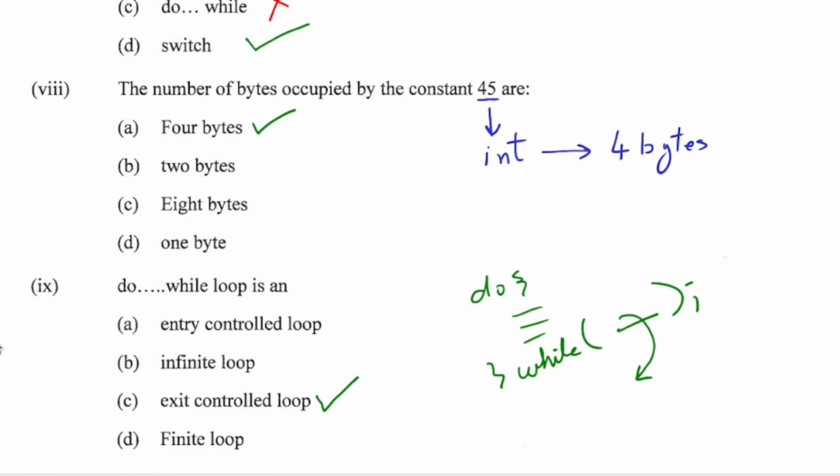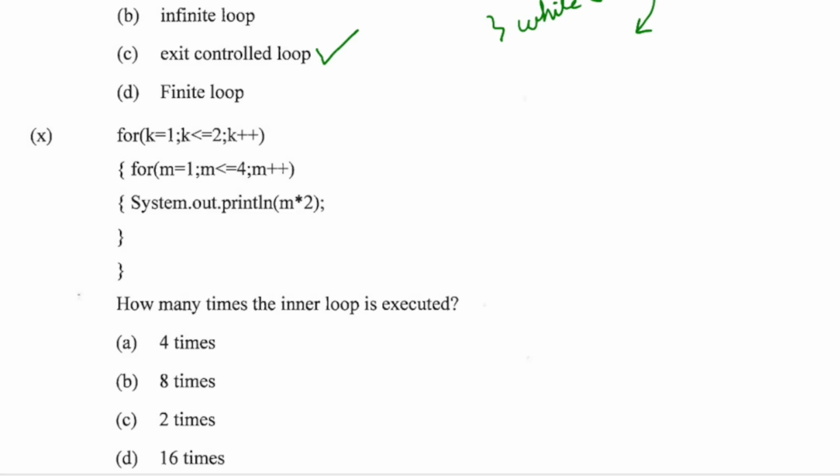Time to move on to the next question, that is question number 10. So here they have given you a code snippet consisting of a nested loop, and they are asking how many times the inner loop is executed, and the options are 4 times, 8 times, 2 times, and 16 times.